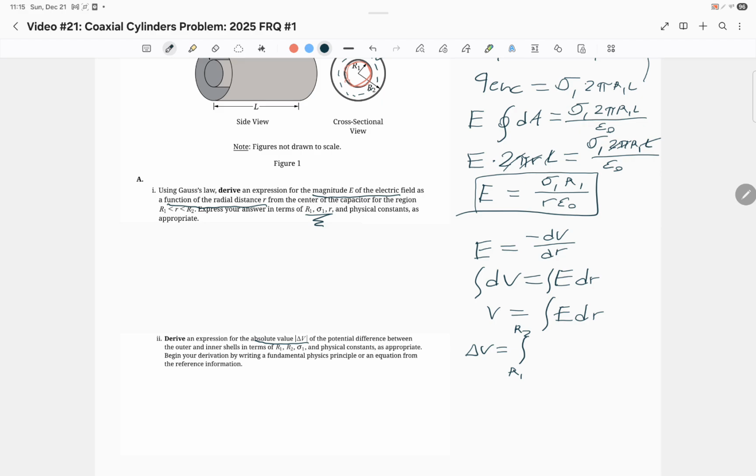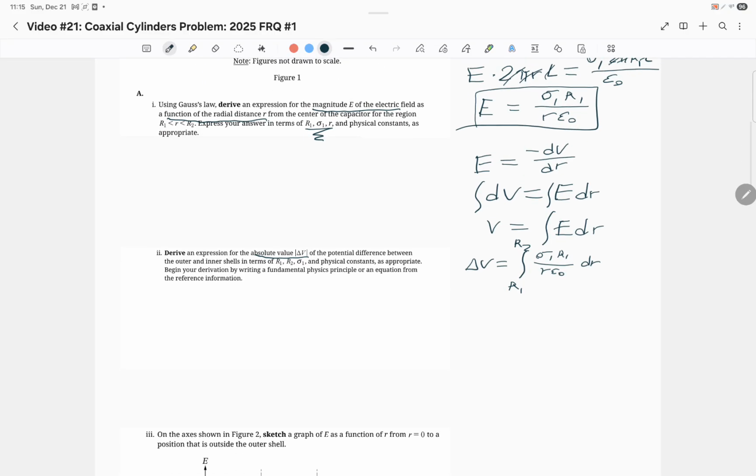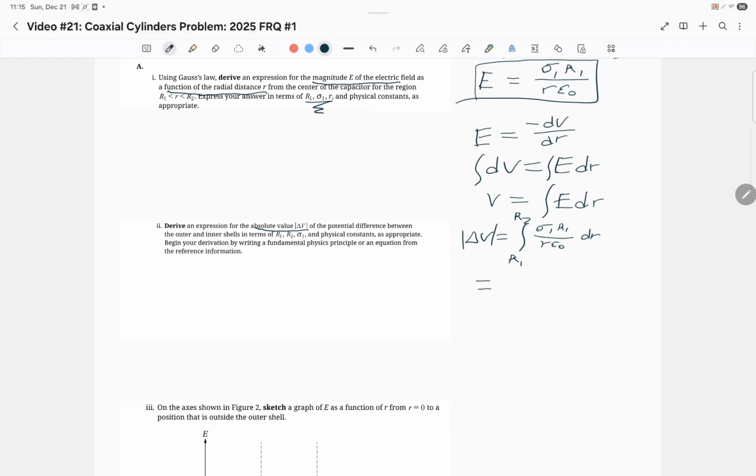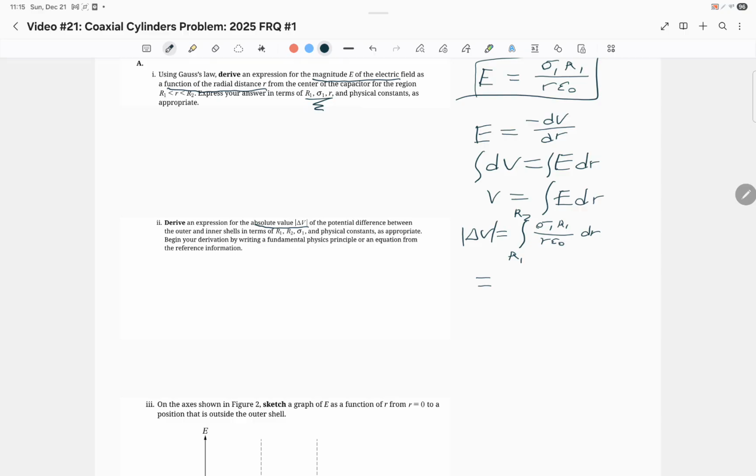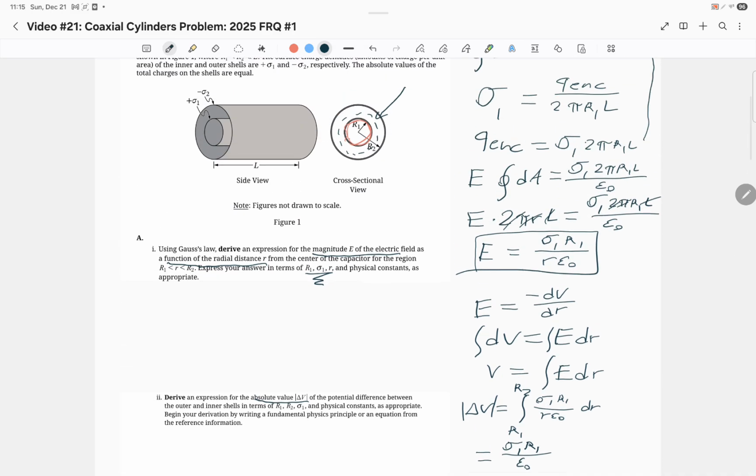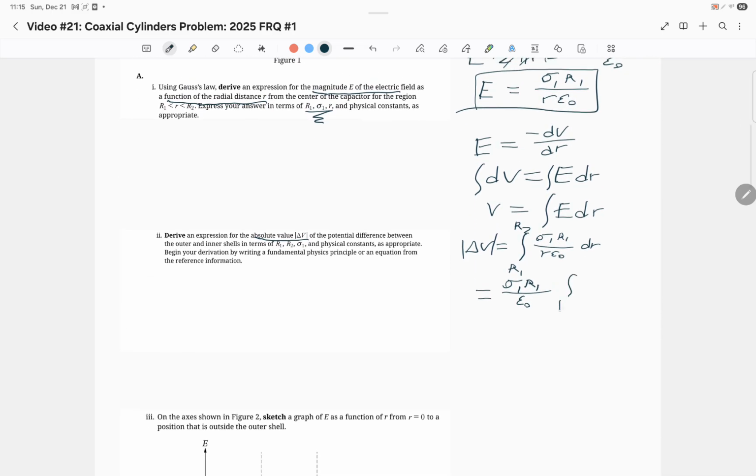What was our electric field? That's what we got in the last problem: R1 over r epsilon naught, with respect to radius, not time. And we should really say absolute value, because there should be a negative there if they wanted that. Everything I'm circling in blue here is a constant, so we can bring those out of the integral, because big R1 is just the radius of the inner shell. That leaves the integral of 1 over r dr.